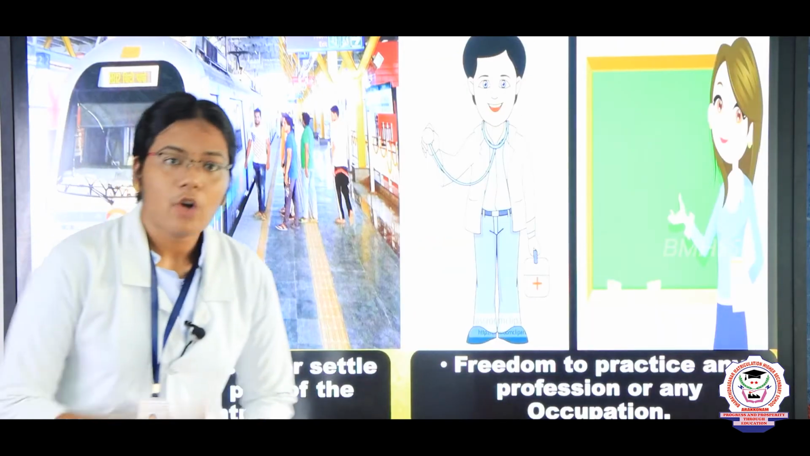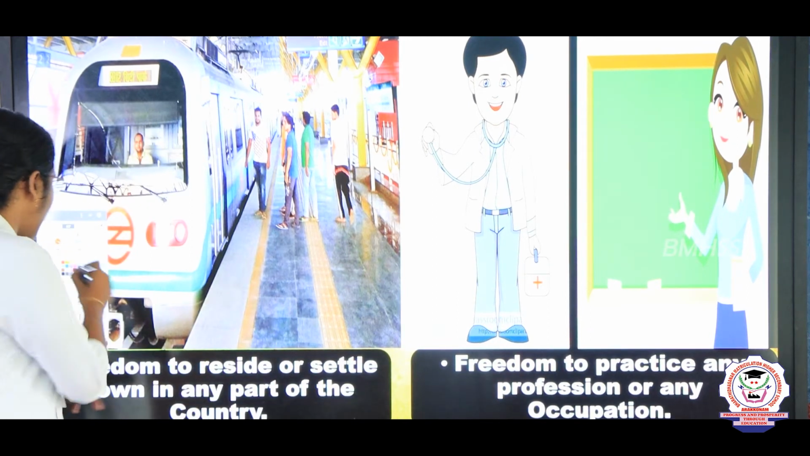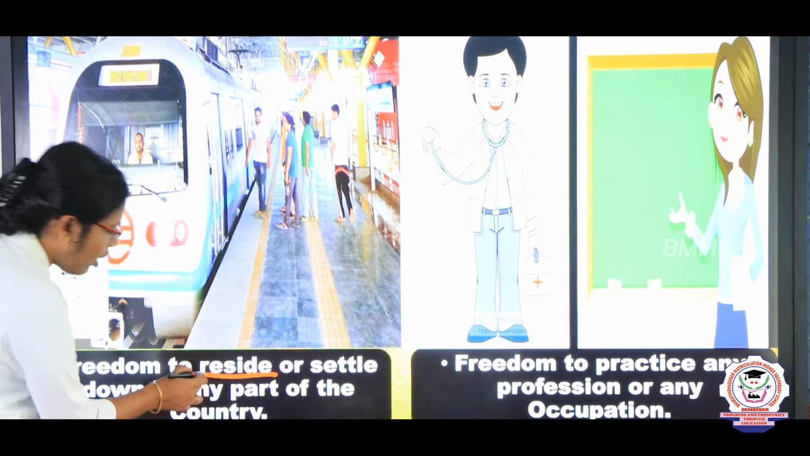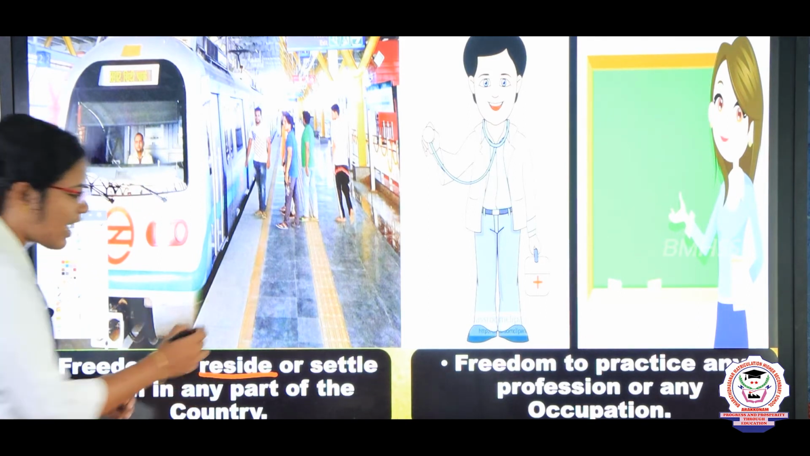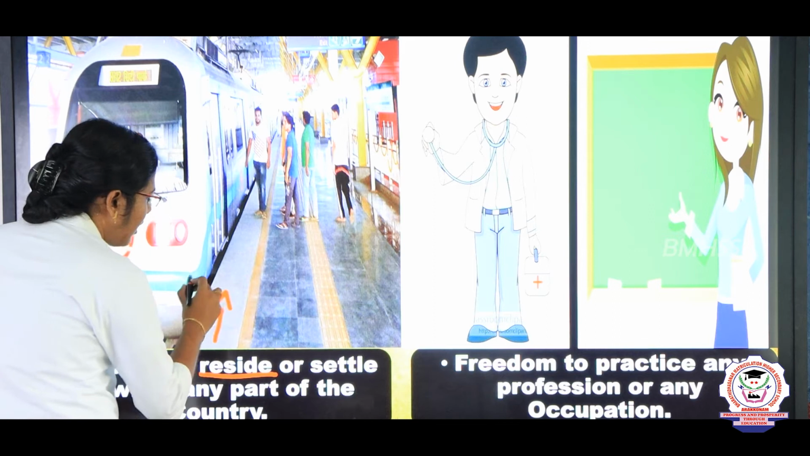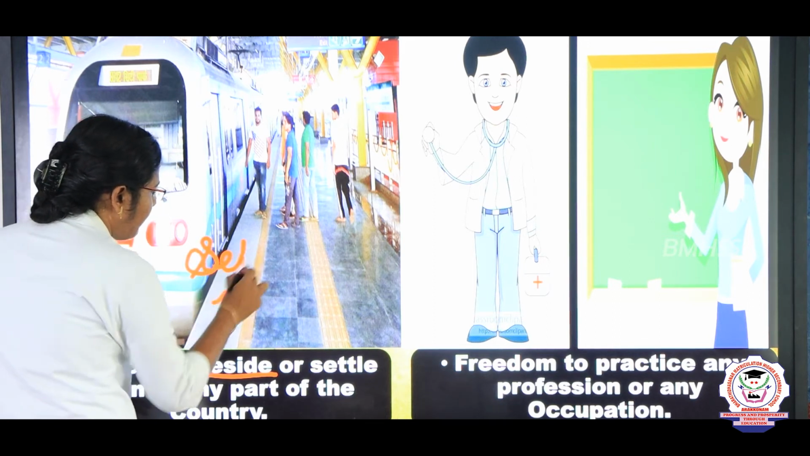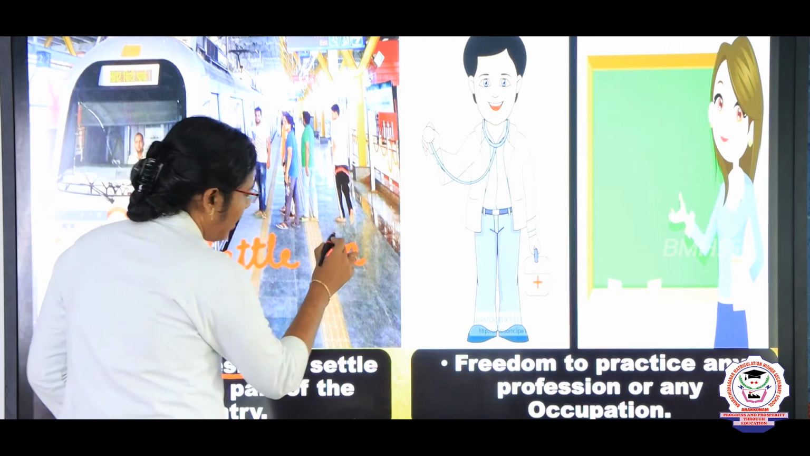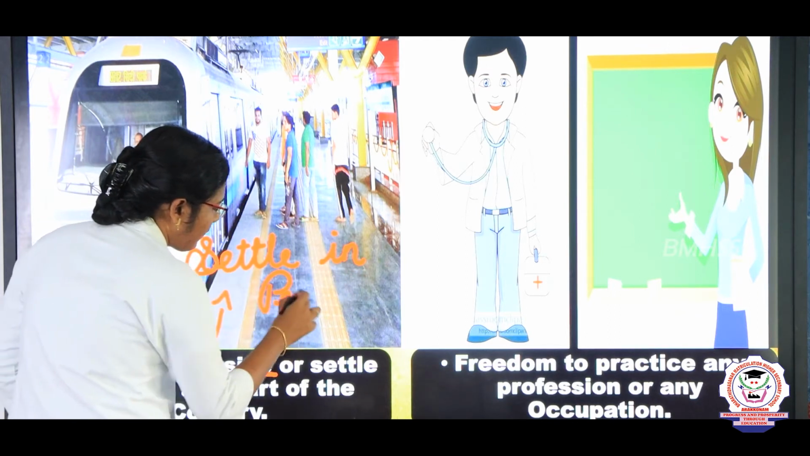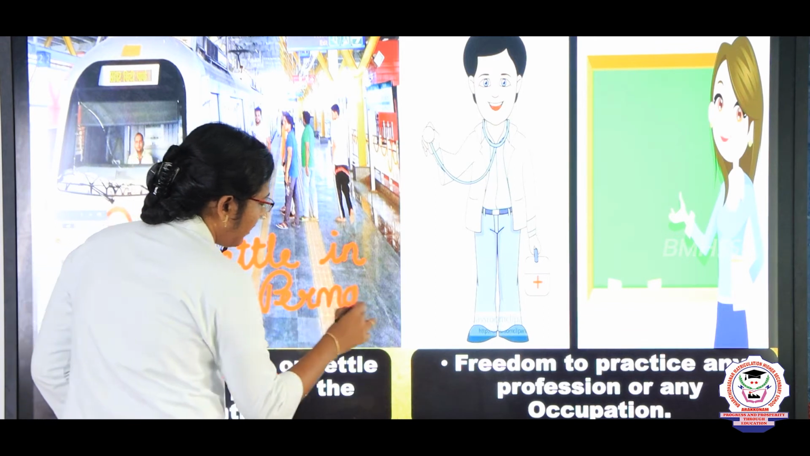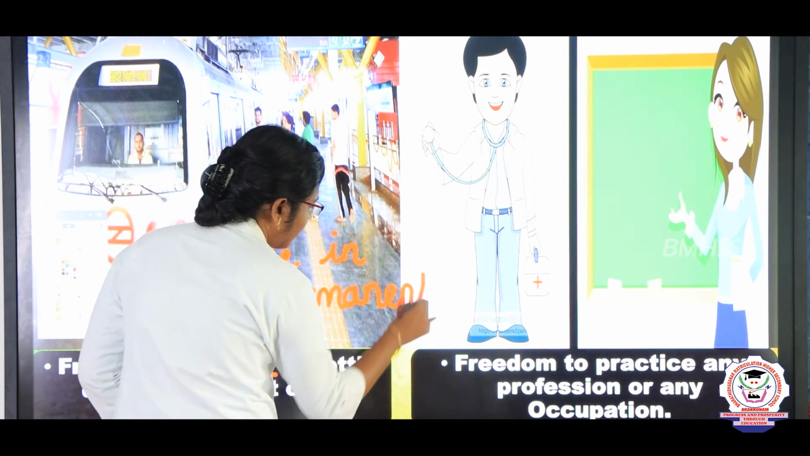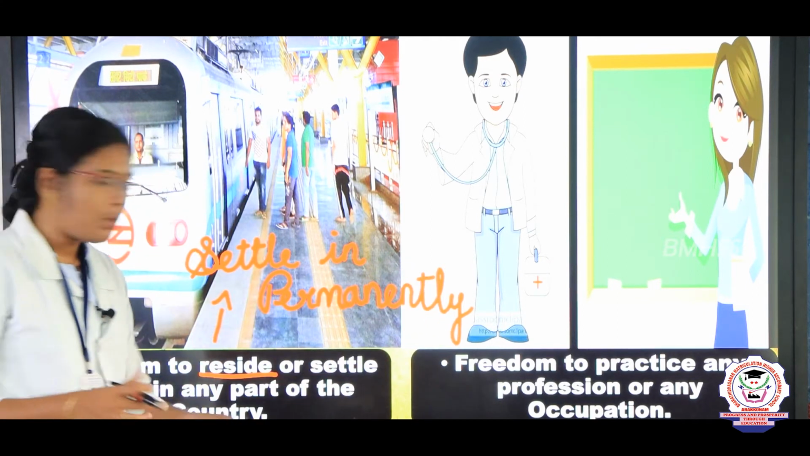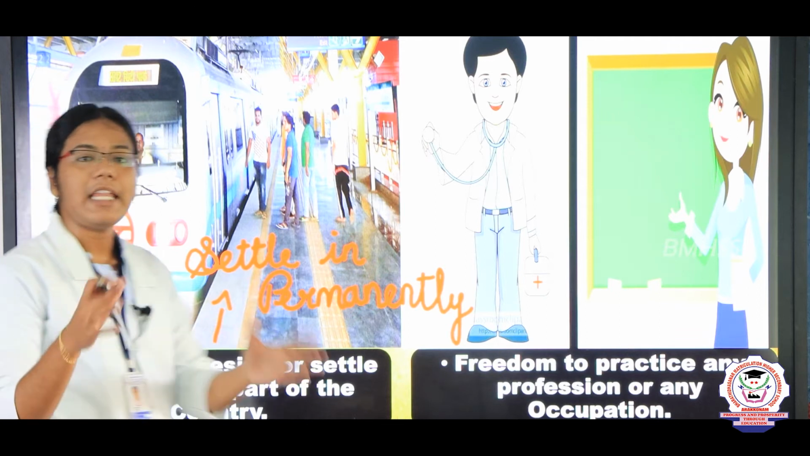Next, we have the freedom to reside or settle down in any part of the country. The word reside here stands for settling down permanently in one place. So we have the freedom to reside or settle down in any part of the country.